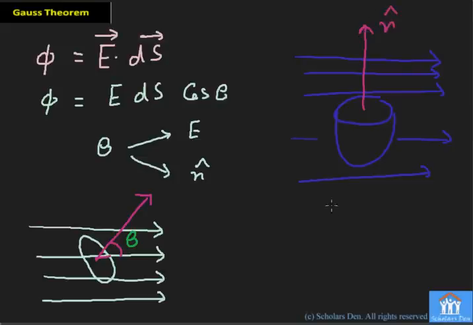So what is the angle between the electric field and the normal vector? So this will become your angle, and it will be 90. So here theta is equal to 90 degrees. So what is the electric flux here? Phi is E ds cos 90. So flux will be 0 here.